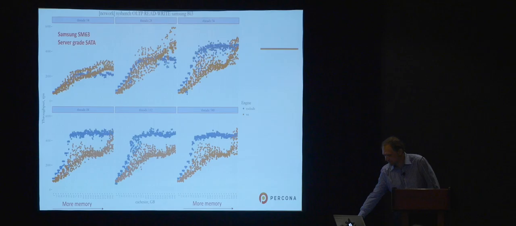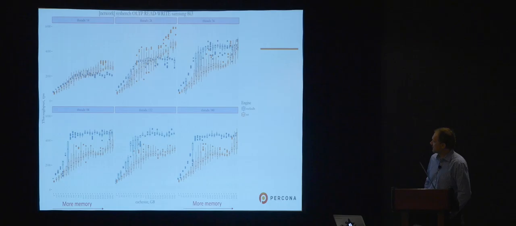And this is again to show summary box plots. You can see the median results under multiple threads. RocksDB is able to handle more read-write transactions than WiredTiger.